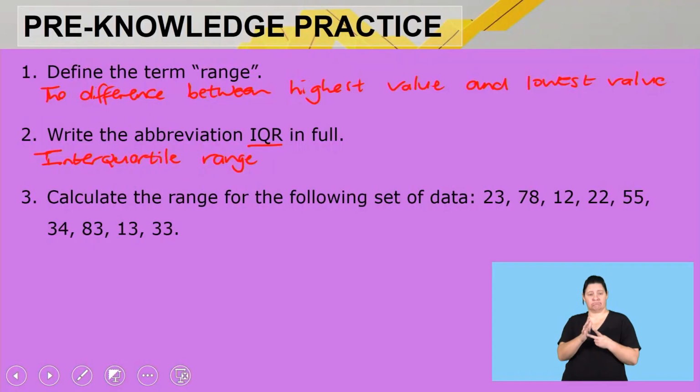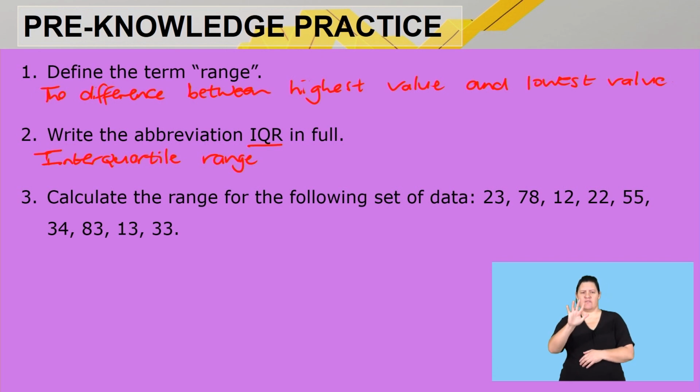All right, let's move now to question number 3. It says here, calculate the range for the following set of data. Remember, what is the range? We answered that in question 1. It's the difference between the highest and the lowest value. Now let's quickly locate our highest value. I have 23, 78, 12, 22, 55, 34, 83, 13, and 33. Looking at our data set, we agree that 83 is our highest value. Then we must find our lowest value, and the lowest value will definitely be 12.